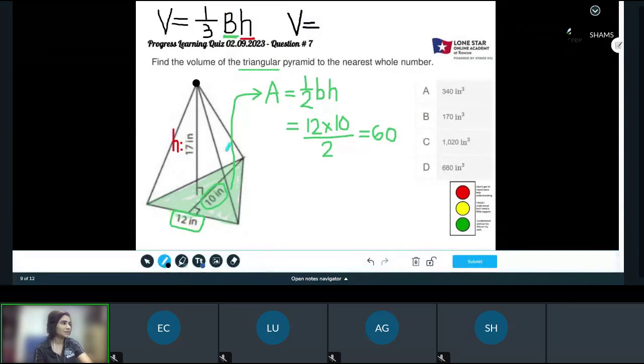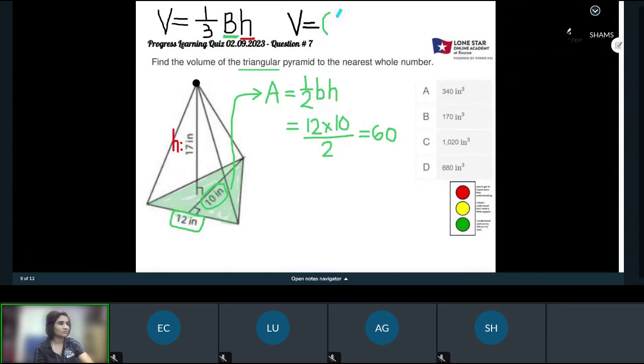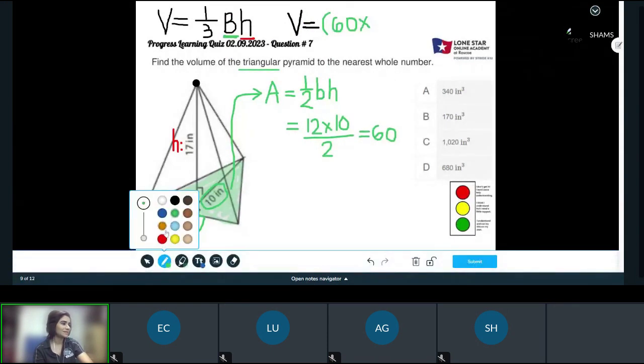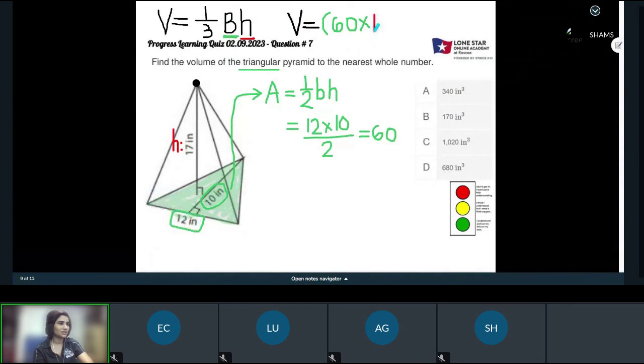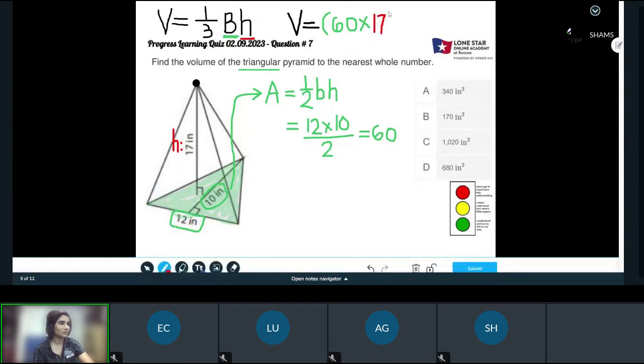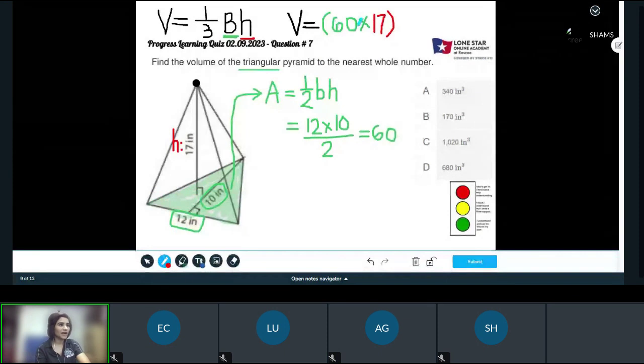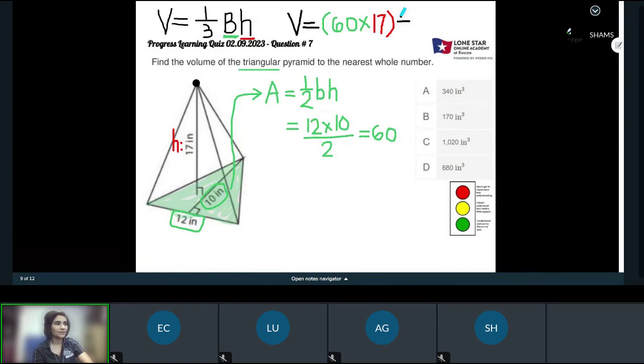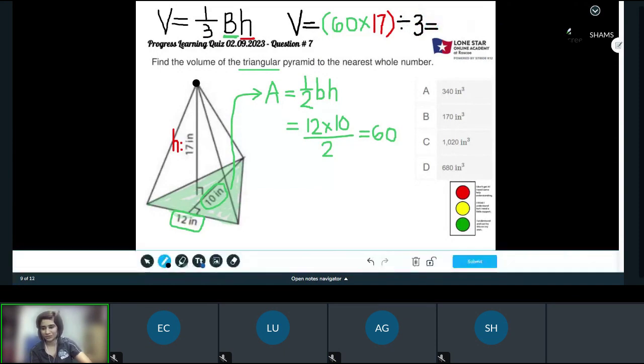The big B in green, I calculated to be 60. So I'll do 60. Big B is 60 times height. And the height for this pyramid is 17. I will do 60 times 17. I got my big B and I got my H. I will multiply these two and then I will do a third. To find a third means to divide by 3. This will lead you to the right answer.